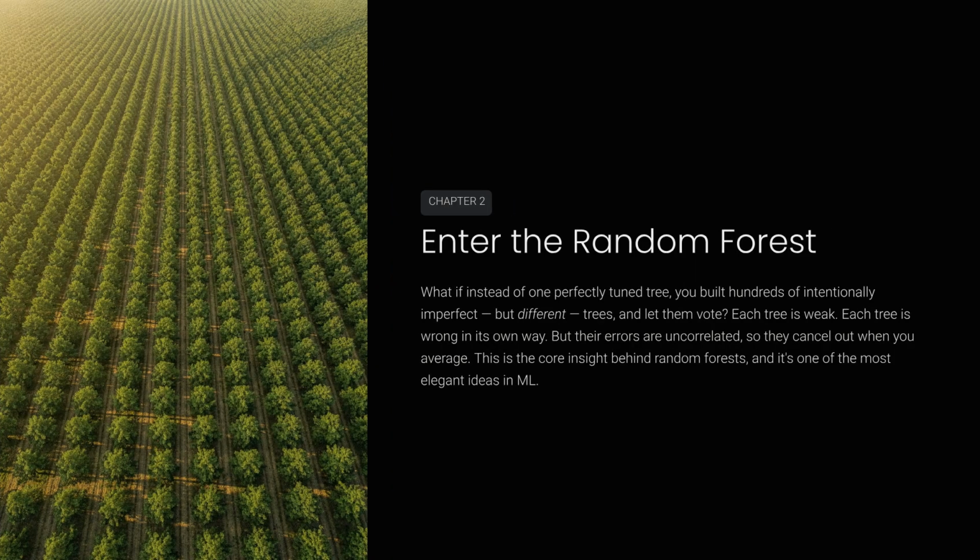Instead of one perfectly tuned tree, what if you built hundreds of imperfect yet different trees and let them vote? Their uncorrelated errors cancel out when averaged. This is the core insight behind random forests, an elegant idea in ML.